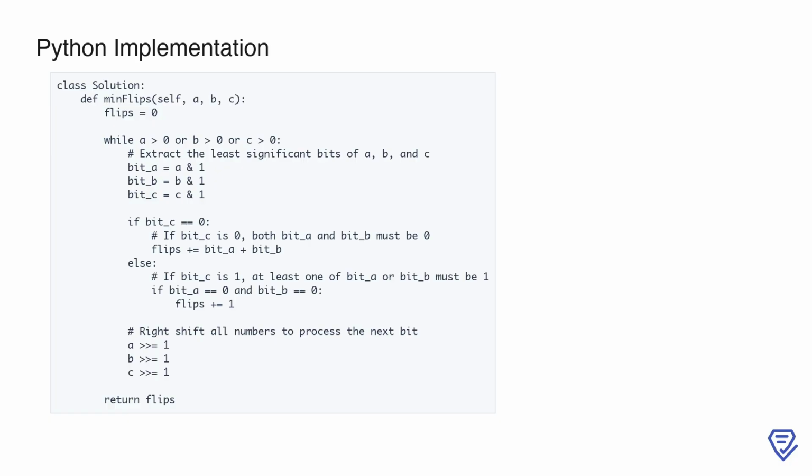This approach is efficient, as it processes each bit of the three numbers once. The time complexity is O(max(number of bits in A, B, C)), and the space complexity is O(1), since no additional data structures are used.